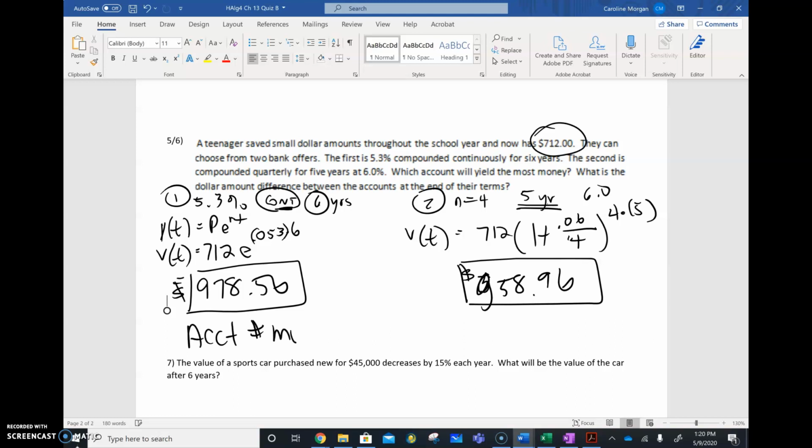Right? So account 1 has the most money. The difference is 978.56 minus 958.96, which is $19.60. That is the difference. Okay? I hope that helps.